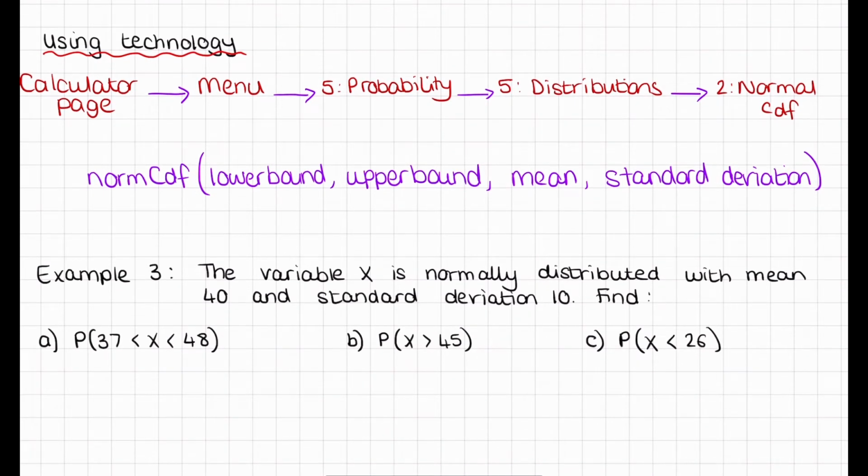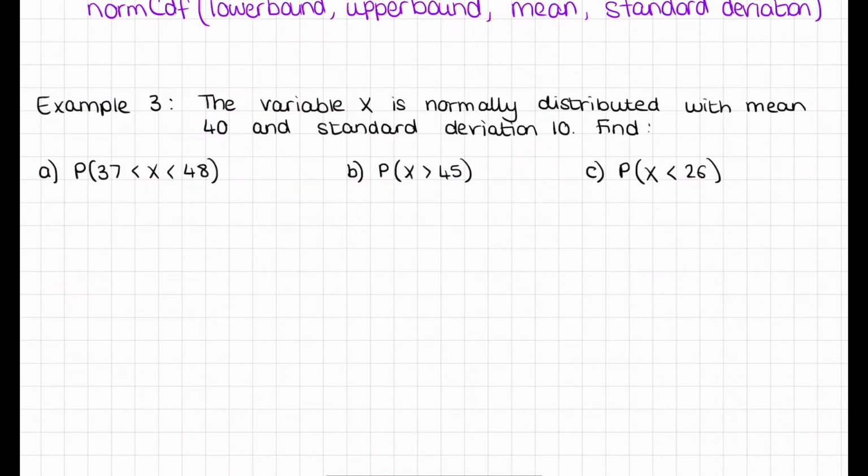Now when we get to using technology, which generally you will have to do, on the TI-Nspire, these are the steps for you that you can go through. And we're going to use these for these next few examples. So example 3, the variable x is normally distributed with a mean 40 and standard deviation of 10. Find, for part A, the probability between 37 and 48.